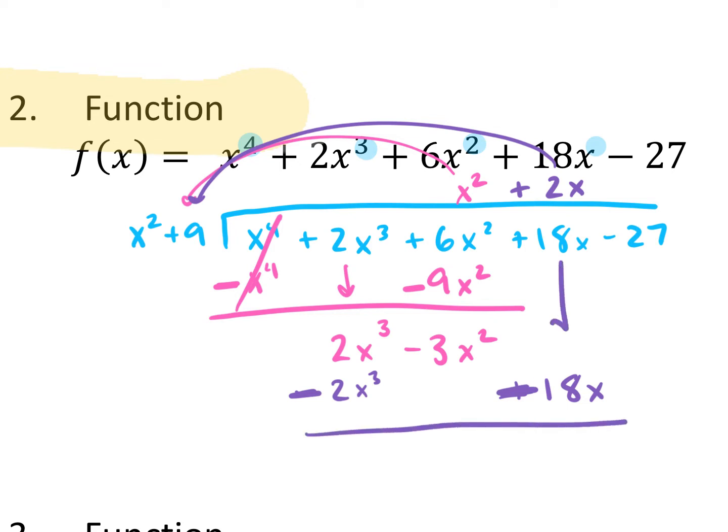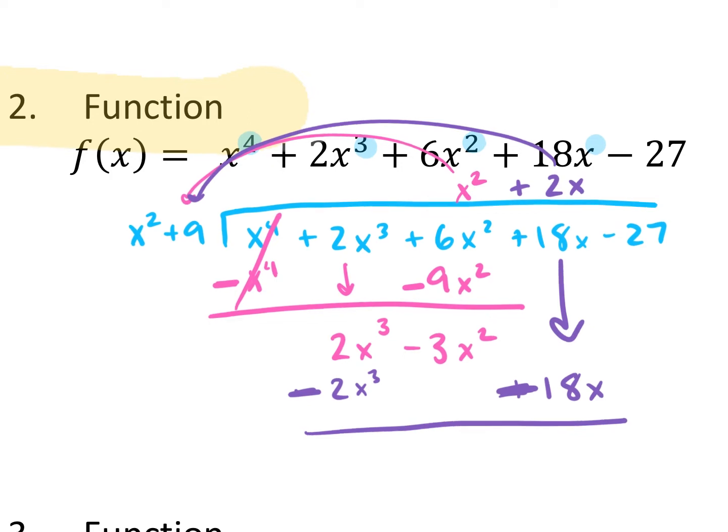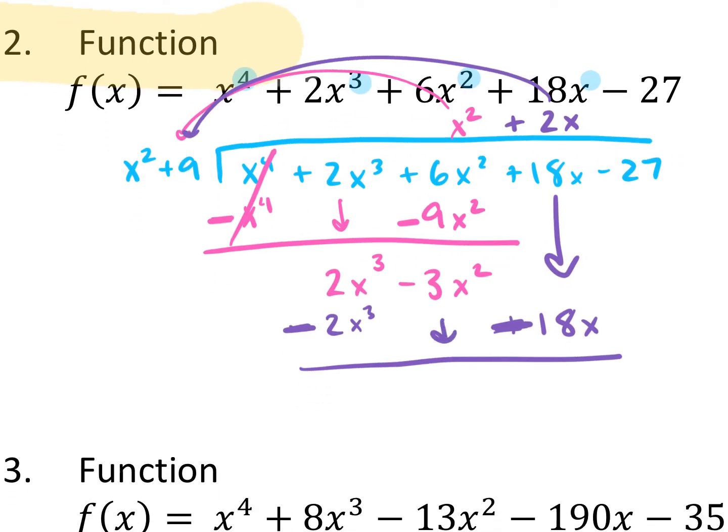So I'm going to drop down this 18x, but what else do I need to drop down? The negative 3x squared. So negative 3x squared. This becomes 0x. And then what's next? I divide again. So negative 3x squared divided by x squared would be negative 3. Then we multiply.